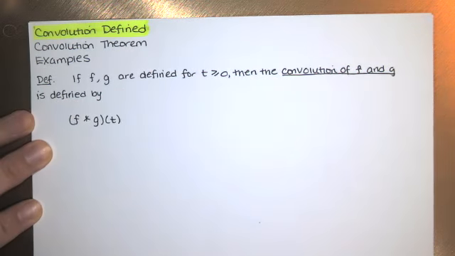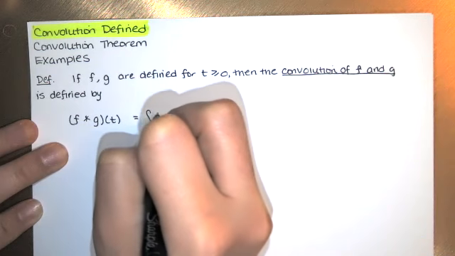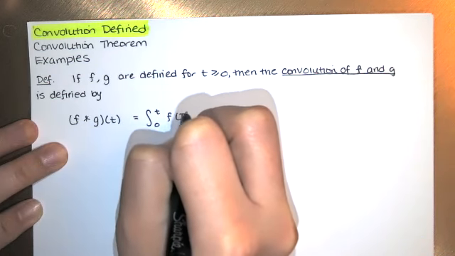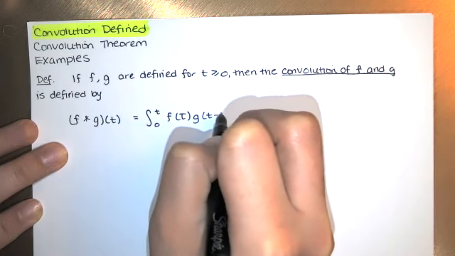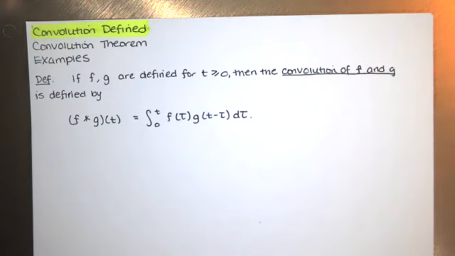And it can be written this way. The convolution of f with g is a function of t, and it's the integral from 0 to t of f of tau times g of t minus tau d tau. This is a special product, and we call it the convolution.